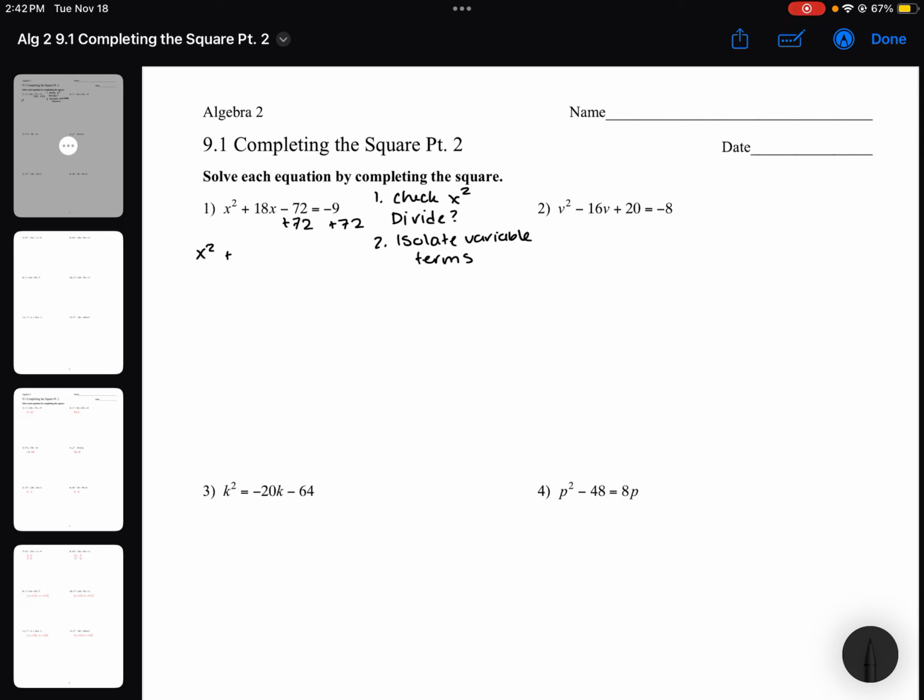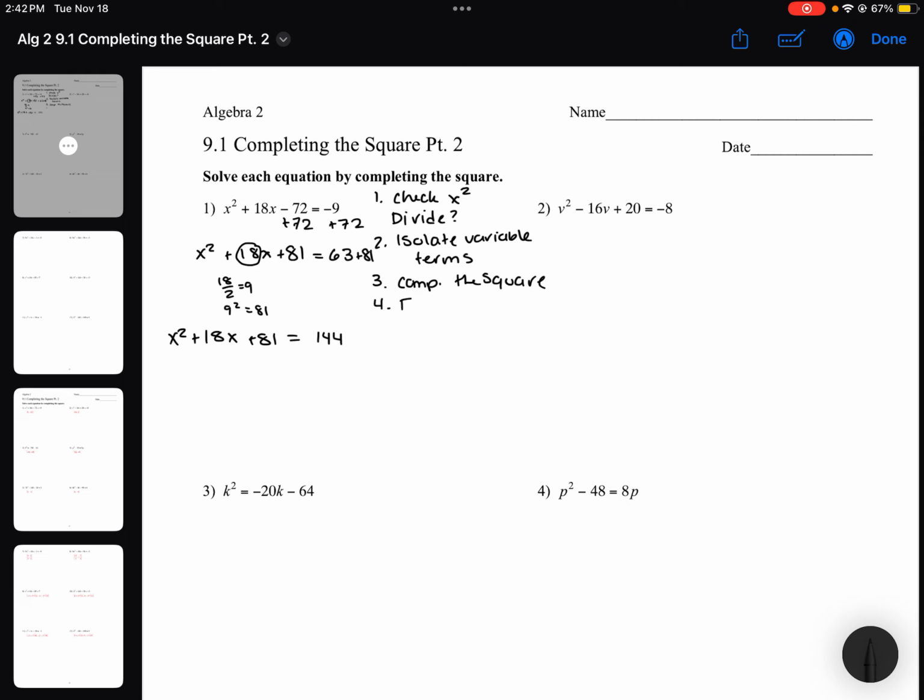That's going to give me x squared plus 18x. I'm going to leave a little bit of room. Negative 9 plus 72 is going to give us, what, 63? Okay. Step number 3, here's where we actually complete the square. So I'm going to complete the square by adding the square of half the coefficient of my x term. So I'm going to look at 18 over here. Half of 18 is 9. 9 squared is 81. So that's what I'm going to be adding to both sides of my equation. So right now we have x squared plus 18x plus 81 equals 63 plus 81. That's going to give us 144 on the right-hand side.